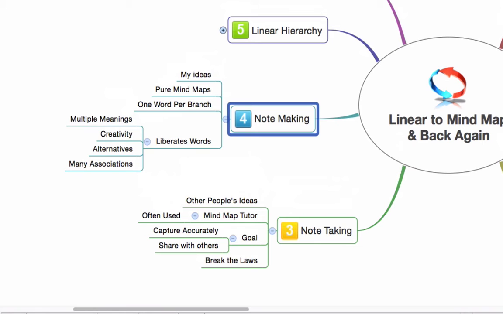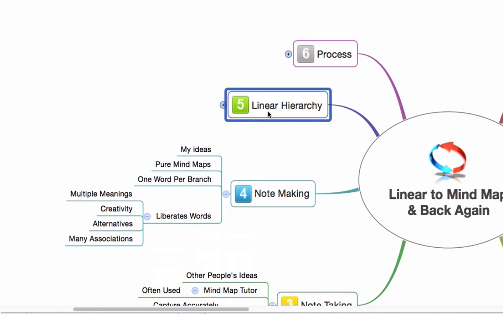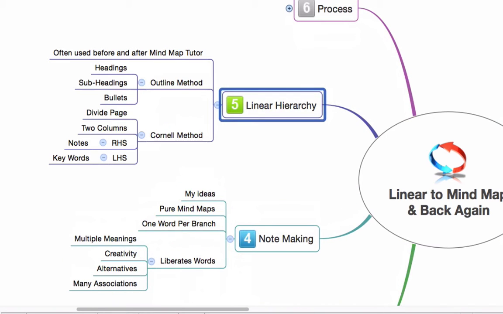Let's get back to the problem at hand. How do I go from the linear world to the mind mapping world? Before I actually create mind maps, I organize my linear notes in a hierarchical fashion. And I often use this before and after I've created a mind map, because as the central image says over here, we're going from linear to mind map and back again. When you want to communicate to the outside world, many of them are linear thinkers, and you often have to present in a linear fashion, whether it be writing a blog post, a thesis, or a PowerPoint presentation.